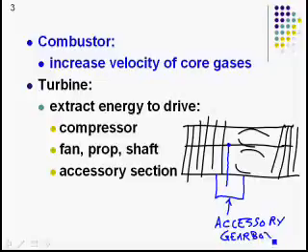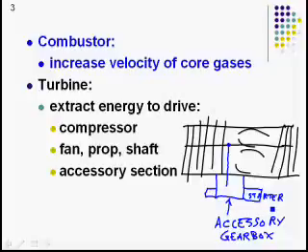It's called an accessory gearbox because it runs accessories, and it's a box, and it's got lots of gears in it. And we can bolt lots of things to it. We can bolt a starter motor, we can bolt an electrical generator, we can bolt a hydraulic pump to it, we can bolt a fuel pump to it.